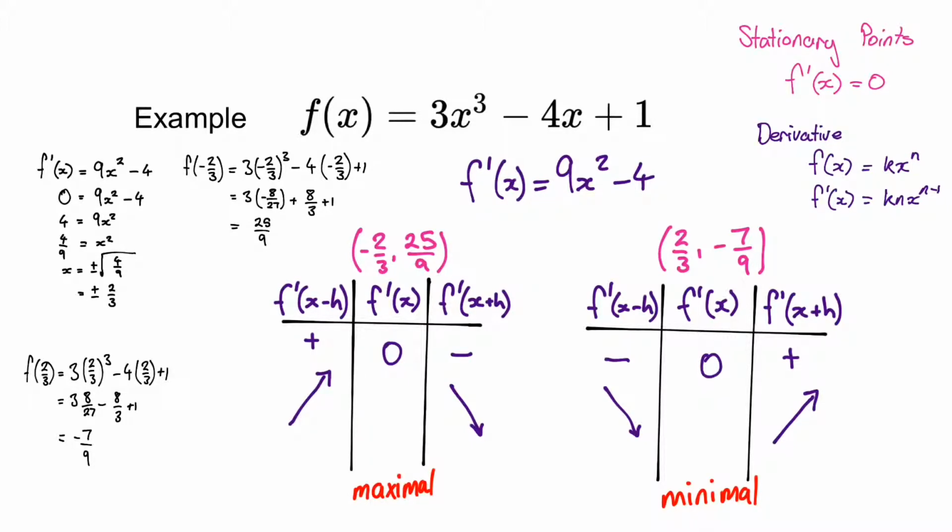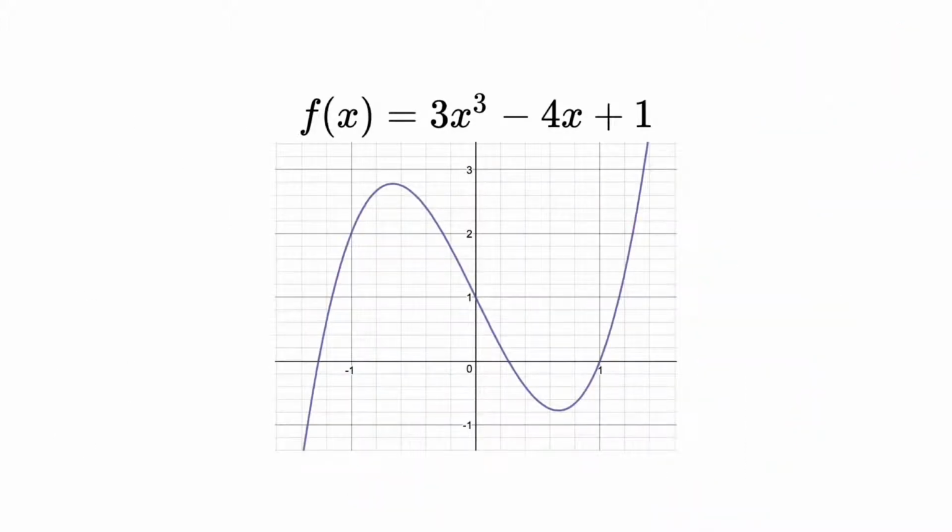Now let's have a look at this on a graph. Our purple line here is our original function, so our 3x cubed minus 4x plus 1. And then putting in our stationary points, which will occur down here and up here, we have our point down here at 2/3, minus 7/9, and our other point of minus 2/3, 25/9. So we've now determined our stationary points and found whether they were maxima or minima, or an inflection point.